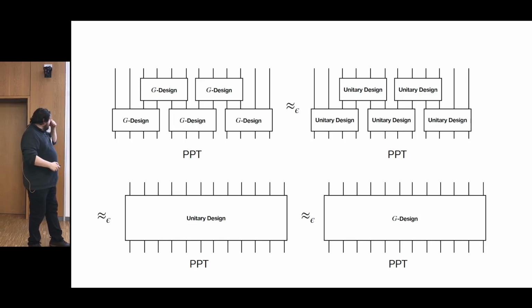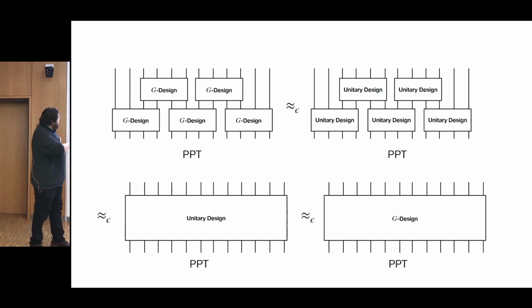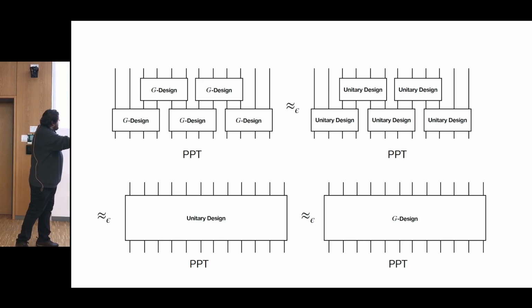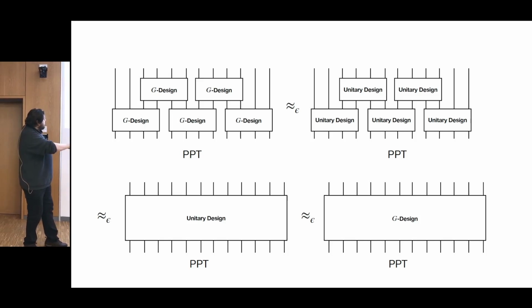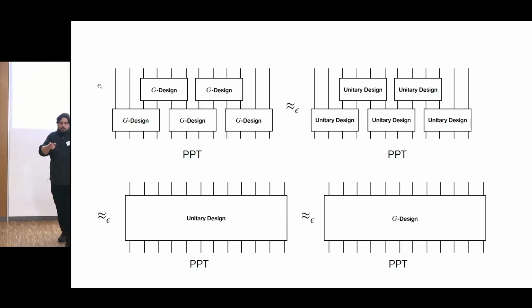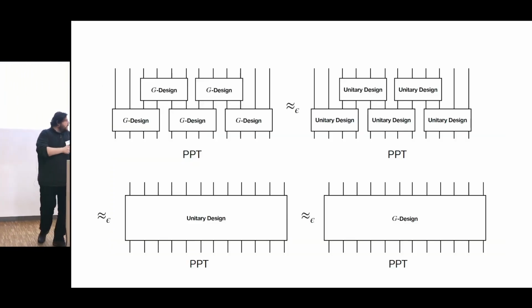And then what we did was to show that after applying our designs to a PPT state, we get PPT states, and we could do the same type of division trick here, and the G designs would also be in additive error close to these type of unitary designs. And since the unitary designs have this gluing property, also for the G designs we will have the gluing property. That was the main idea of how we proved it.